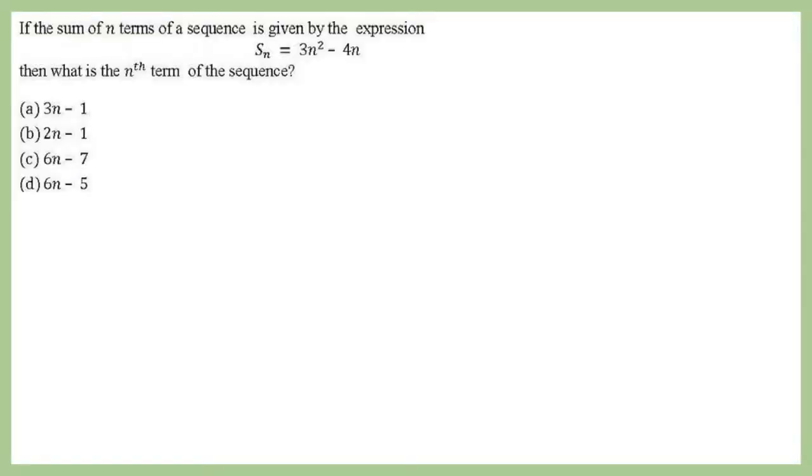Okay, this is our second question today. If the sum of n terms of a sequence is given by the expression Sn equal to 3n square minus 4n, then what is the nth term of the sequence? Option A, 3n minus 1. Option B, 2n minus 1. Option C, 6n minus 7. Option D, 6n minus 5.